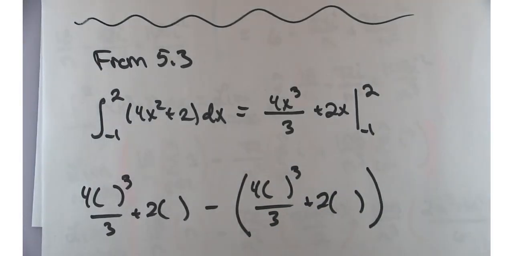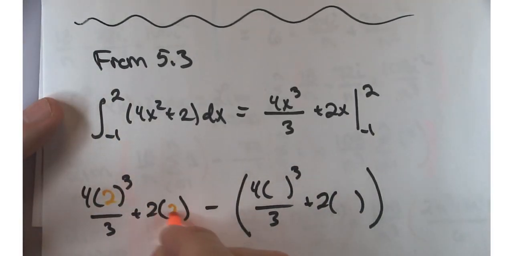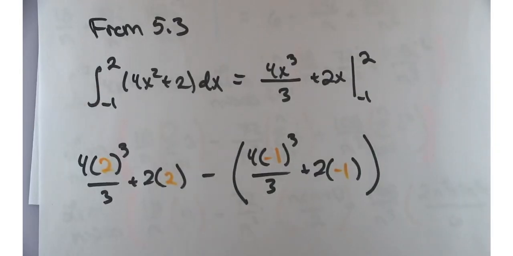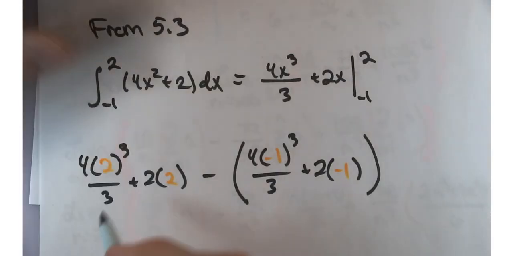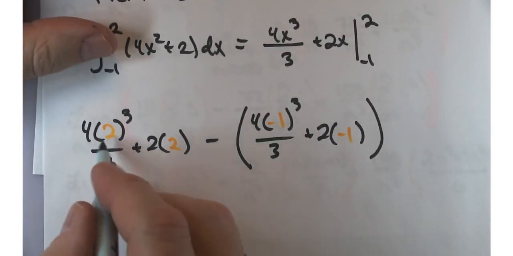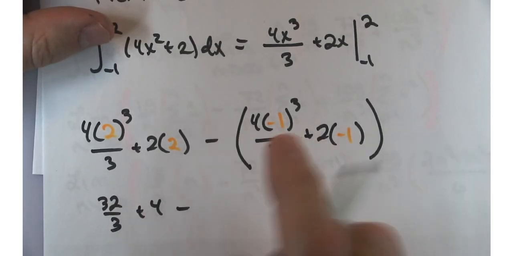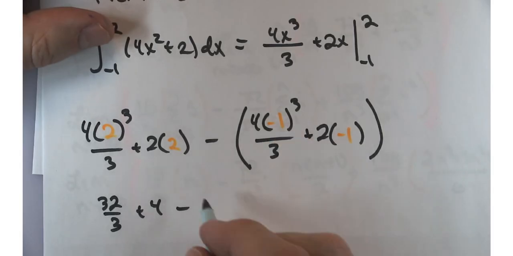So I'll plug in the 2 here and the -1 here. Let's just take a look at what we get term by term. This is going to be 32 over 3 plus 4 minus -4/3 minus 2.